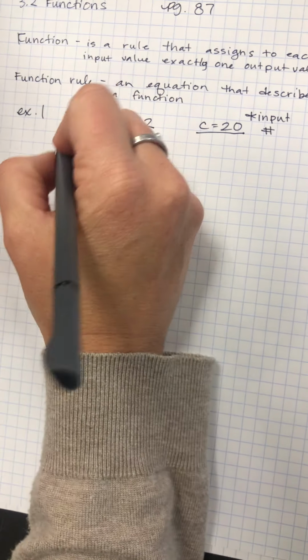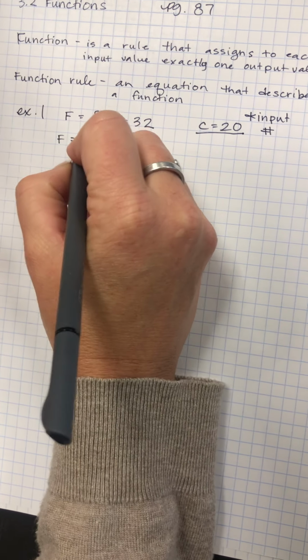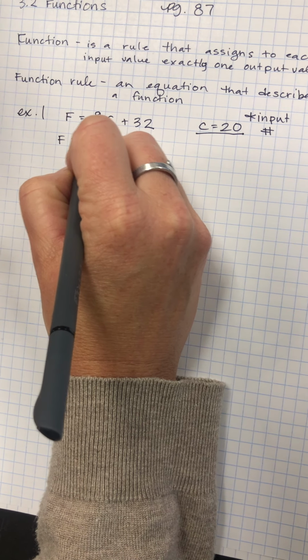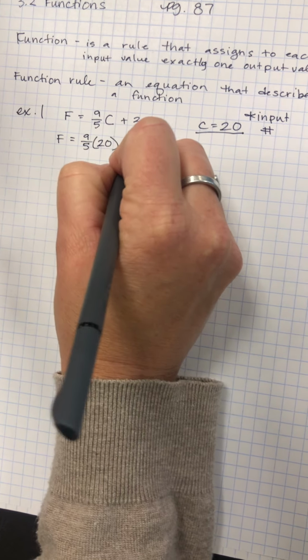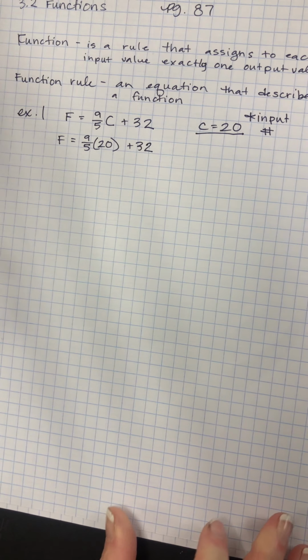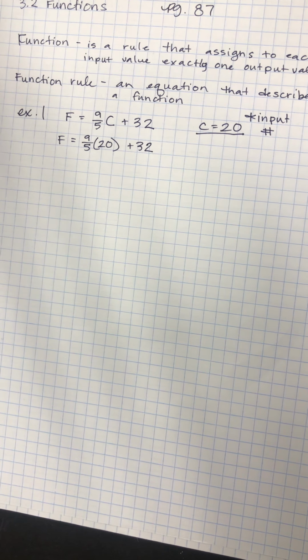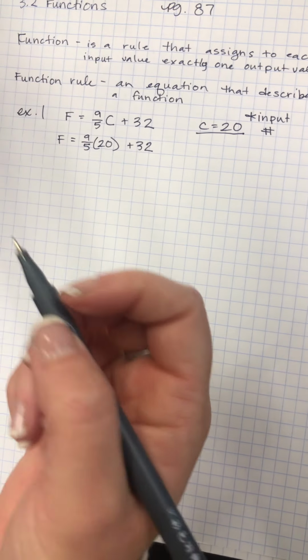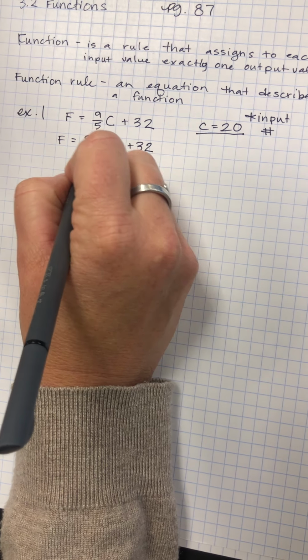Okay? So I'm going to rewrite it. F, Fahrenheit, equals 9/5 times 20 plus 32. What's the first thing I'm going to do to solve? Do the thing in the parentheses. Yeah, always start with parentheses, right? So this is going to be multiplying.